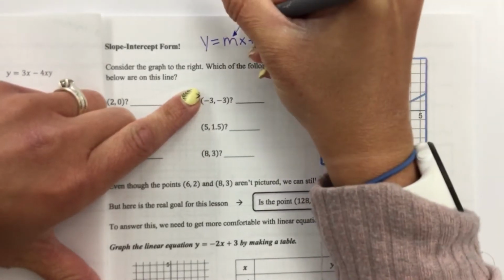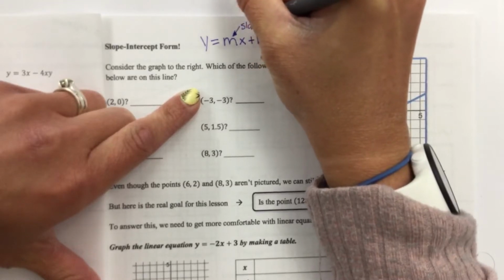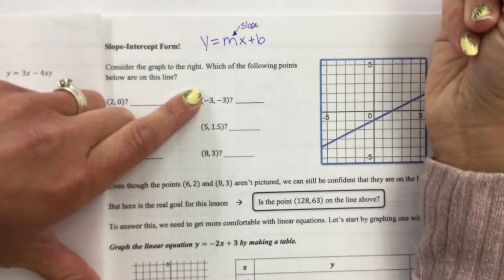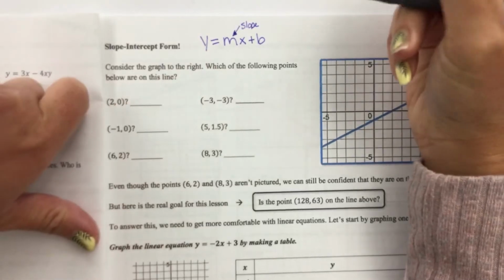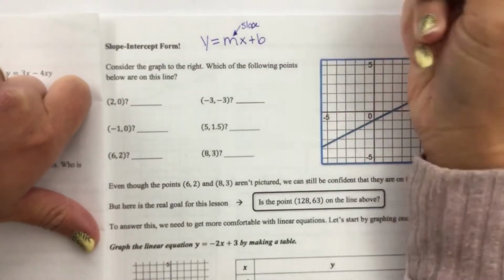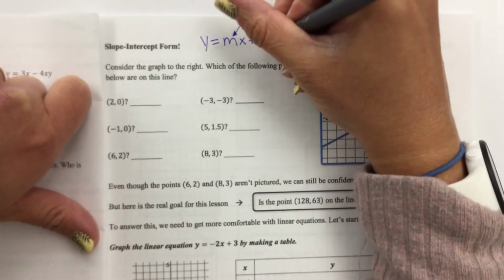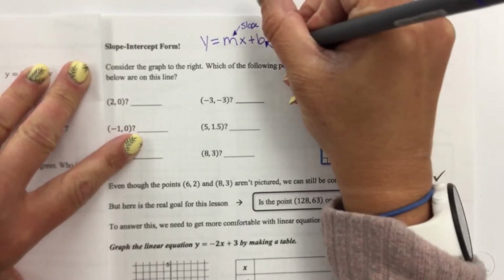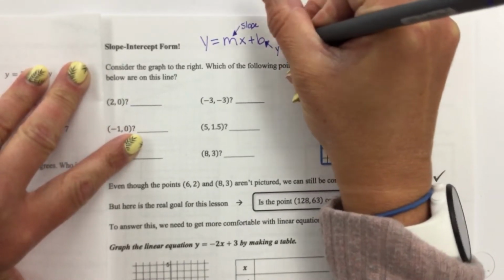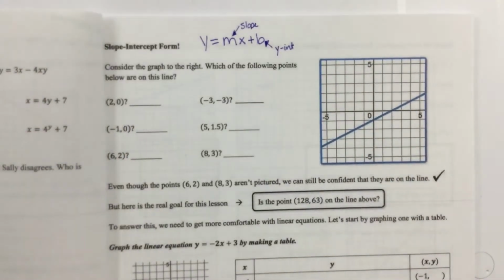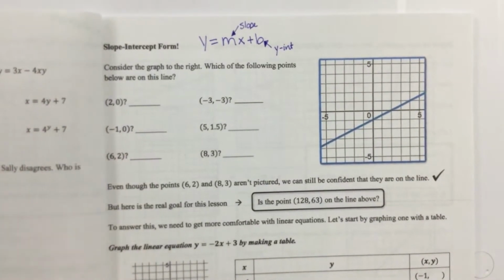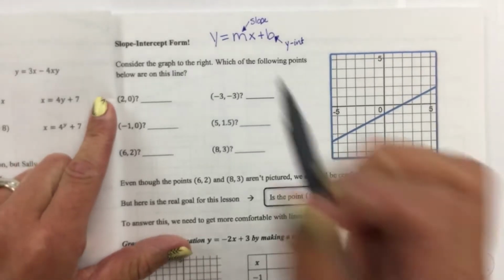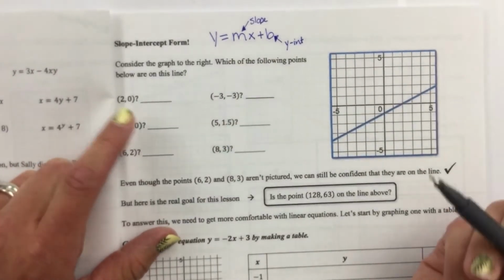Today, m is going to be your slope, and we considered that our common difference before. That's kind of like our rate of change. And b is the y-intercept. So it's where it crosses the y-axis. So that's a couple little things that we're going to talk about. This equation is going to be very useful to you.